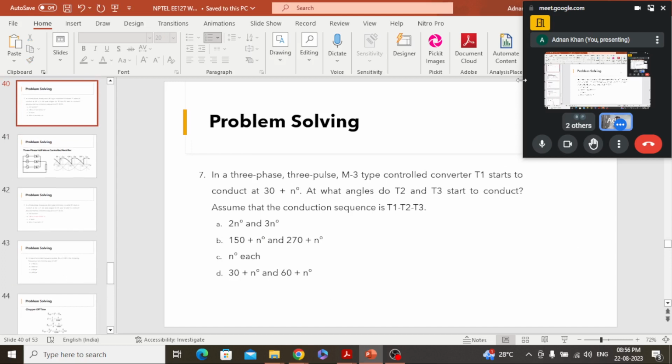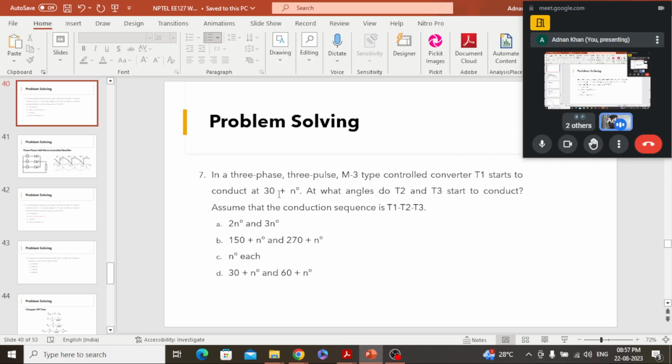See what is the question here. It is a three-phase, three-pulse M3 type controlled converter. We have an M3 type, that is, a three-phase with only three devices. To have a full wave converter we need 6 devices, but what is given here are only 3 devices, M3 type.